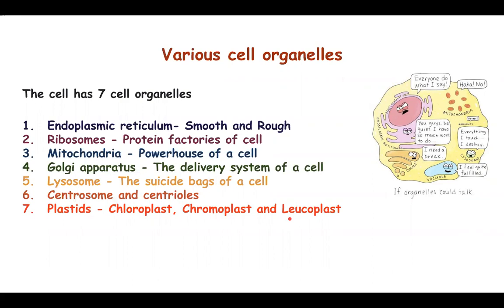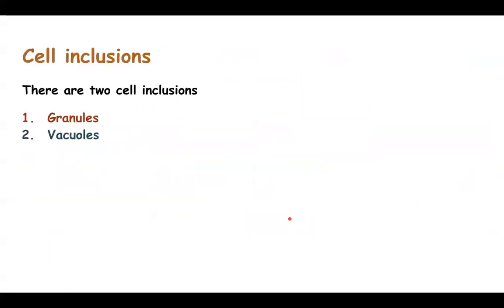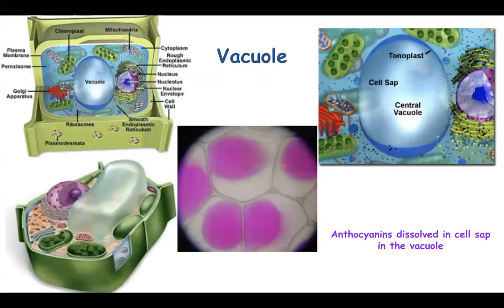So these are the living components of a cell. Next come the non-living components, which are granules and vacuoles. Together, they are called cell inclusions. The vacuole is a structure which is found primarily in a plant cell and forms the central structure of a plant cell. This vacuole has the central position, and its outer boundary is called tonoplast. It's filled with a semi-liquid substance called cell sap. The vacuole basically has the water and the minerals dissolved in its cell sap.